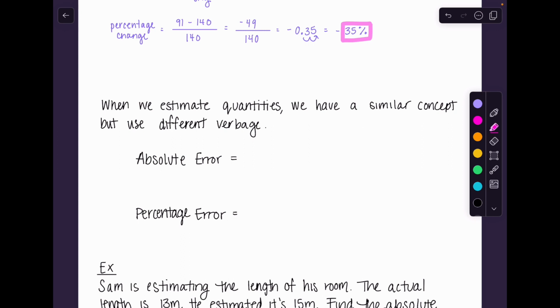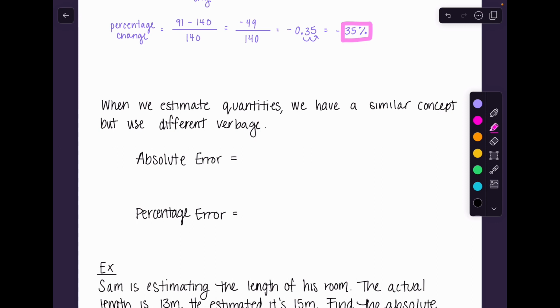This next concept we have is honestly very similar, just different words. The only difference is that here we're not going to care about whether something is a positive or negative quantity. So mostly these next 2 words we're going to talk about when we're estimating something. You don't care if it was an overestimate or an underestimate. You're just caring about how much you're off by. So we have this different verbiage that we end up using here.